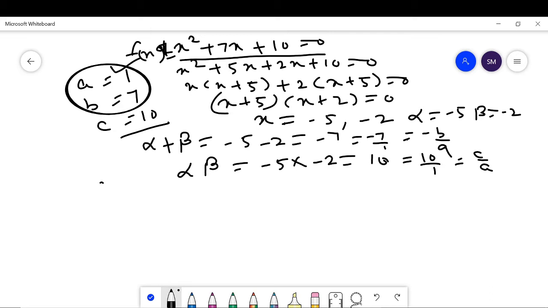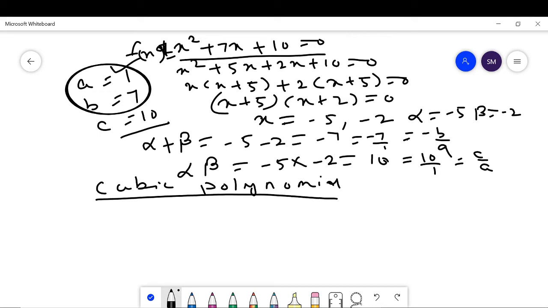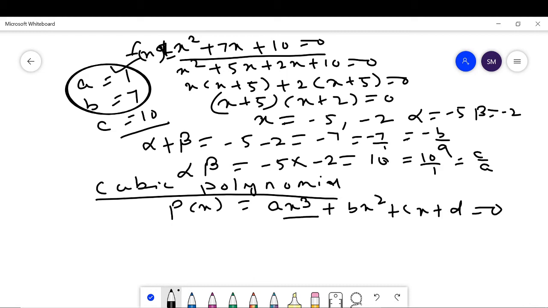Cubic polynomial. What is cubic polynomial? Cubic polynomial is the polynomial in which the degree of the polynomial is 3 and we get 3 zeros. Px is a cubic polynomial, ax cube plus bx square plus cx plus d is equal to 0. In this case, degree of the polynomial is 3 and we get 3 zeros.